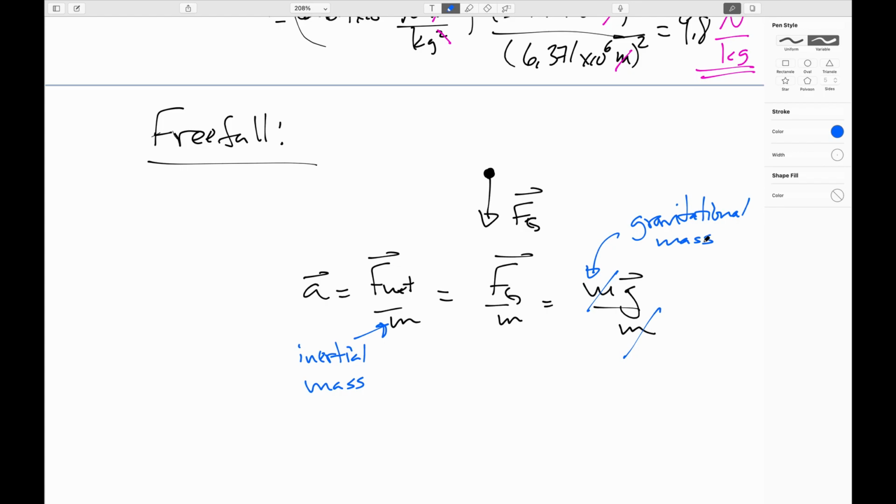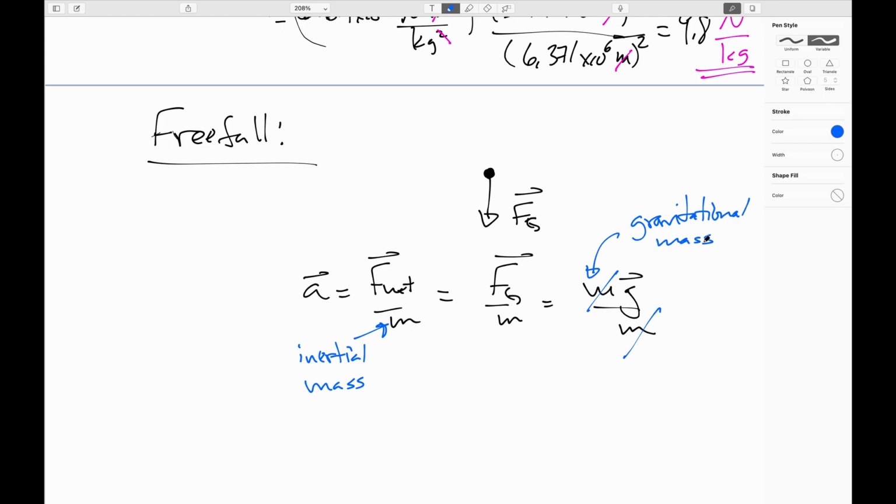And in fact, one way that you can start to come up with our current best theory of gravity, Einstein's theory of general relativity, is to assume their equality and follow through on what that means. But there's no particular reason why you would have to cancel them.